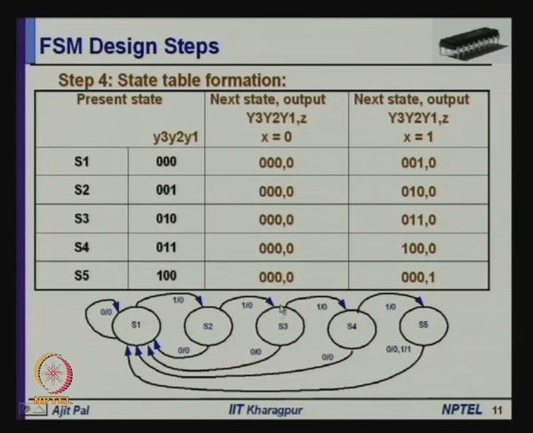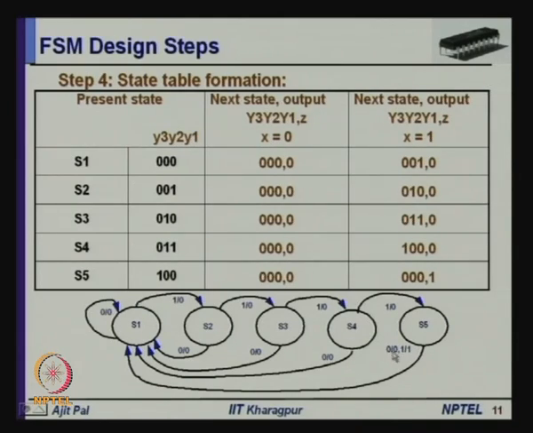For example, if it is in S3, it goes to S4 when the input is 1. The corresponding code for S4 is 011, as you can see, but the output is 0. Finally, when the machine is in state S5, it goes to state S1 when the input is 0 by producing 0.